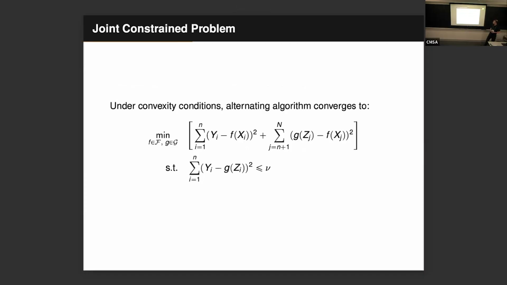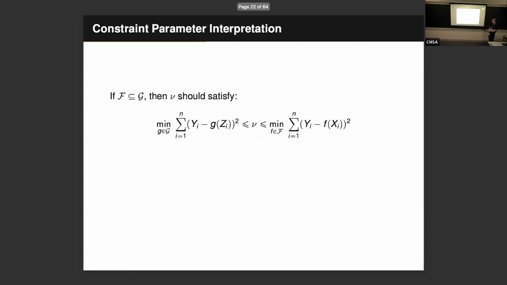Okay, and so it turns out that under some convexity conditions, which is basically just that the function classes are convex, this alternating algorithm will actually converge to this kind of joint optimization problem, where now I'm jointly optimizing this objective over F and G simultaneously, subject to this kind of calibration constraint. Okay, and so this new constraint here is going to bounce between focusing on the deployment model versus the rich view model that uses the features that contain W, my side information.